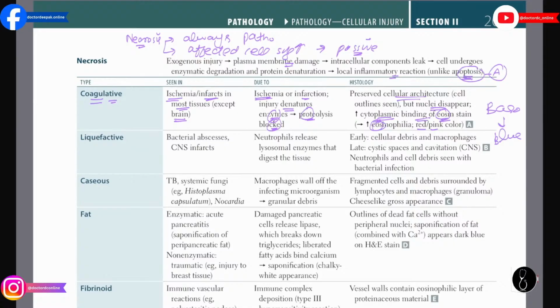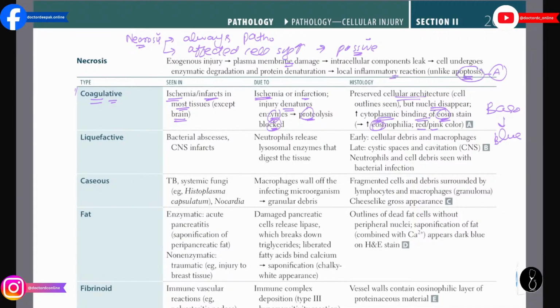So let's take a quick review. What questions can they ask you about this type of necrosis? First of all, they can ask in which body part coagulative necrosis is not going to happen, that is brain. Second, they will ask a question: in coagulative necrosis we see preservation of cell structure or cell architecture. What is the reason? The reason is basically that enzymes become denatured, and when the enzymes become denatured, you are unable to break down the protein. So this is about coagulative necrosis.